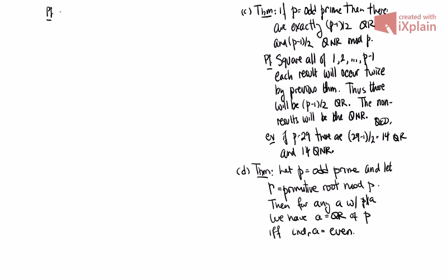So two directions to show. We'll do the backwards one first, not that it matters. So if the index is even, then just one observation.